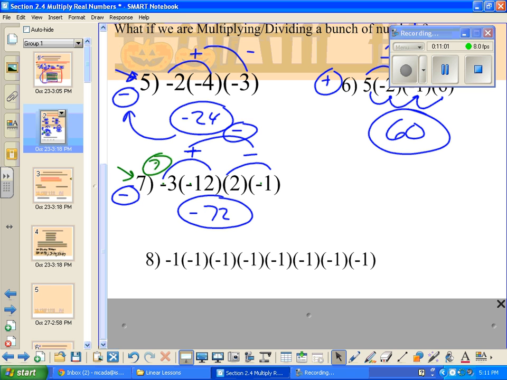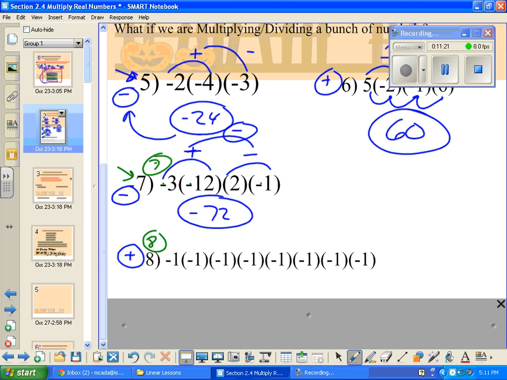In this case, it's just a bunch of -1s multiplied together. But how many are there? Well, if I look, it says 1, 2, 3, 4, 5, 6, 7, 8 -1s all multiplied together. So that means there's 8 negatives. If there's an even number of negatives, in this case 8 negative numbers, that tells me it's going to be a positive answer.